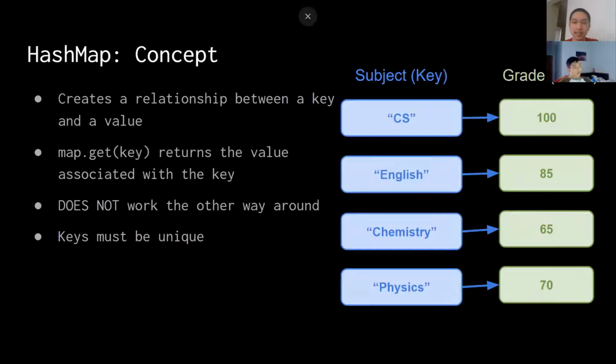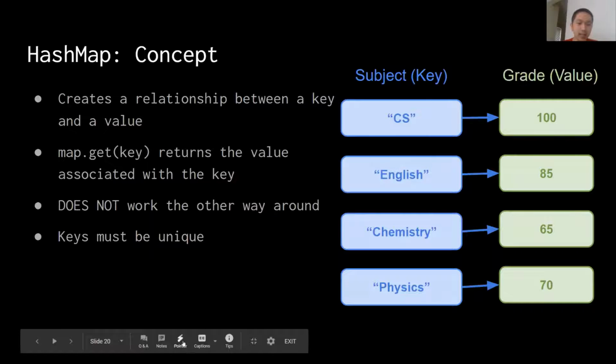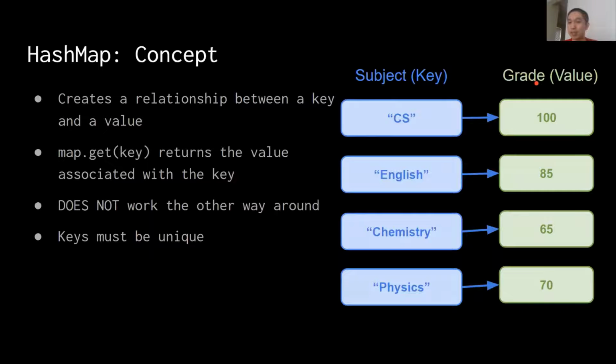So let's think about what exactly a hash map is. You've probably never heard of the word hash before, or map. Well, map in the sense of looking up a place, right? So a hash map is about looking up things. A hash map creates a relationship between a key and a value. For instance, if you see the diagram on the right, it creates a relationship between my subject and my grade.